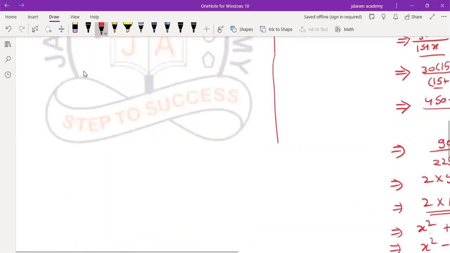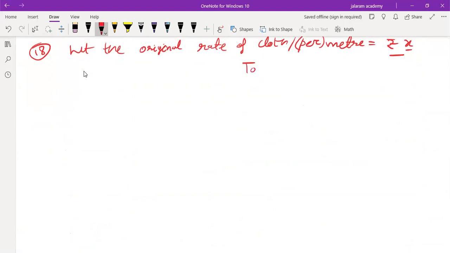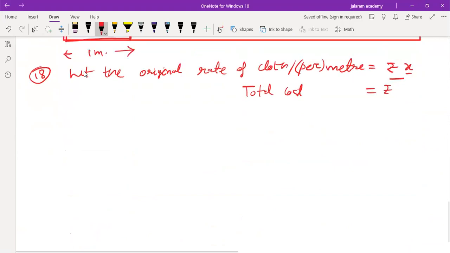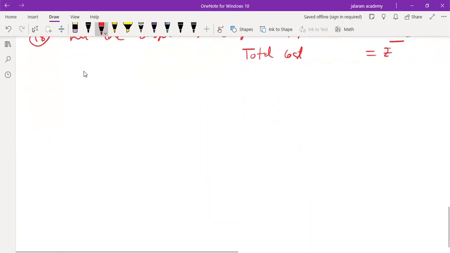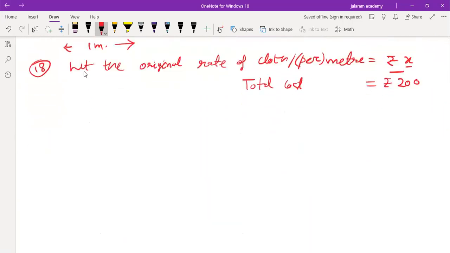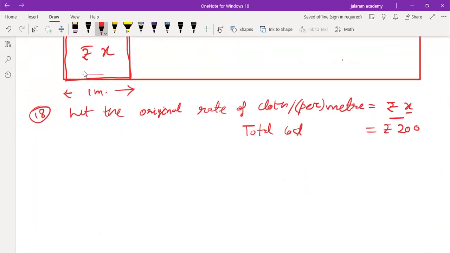And what is the total length? Total length is not given. The total cost is given. Total cost of the cloth is given in rupees. In the first line, it is given that a piece of cloth cost rupees 200. So this is the total cost of the cloth, rupees 200. Means how many meters of cloth is bought. So length of cloth.